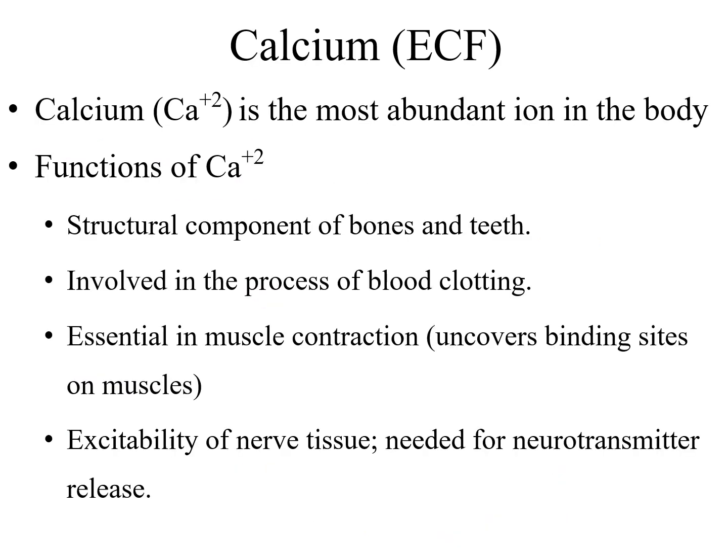Calcium is the most abundant ion in the body. Just want to make that point one more time. Okay, we already know it's an important component of bones and teeth. We've talked about its role in blood clotting. You probably remember that it played a role in muscle contraction and nerve impulse transmission.